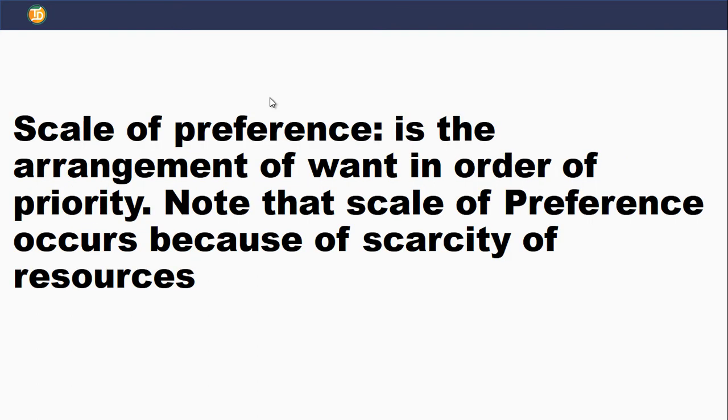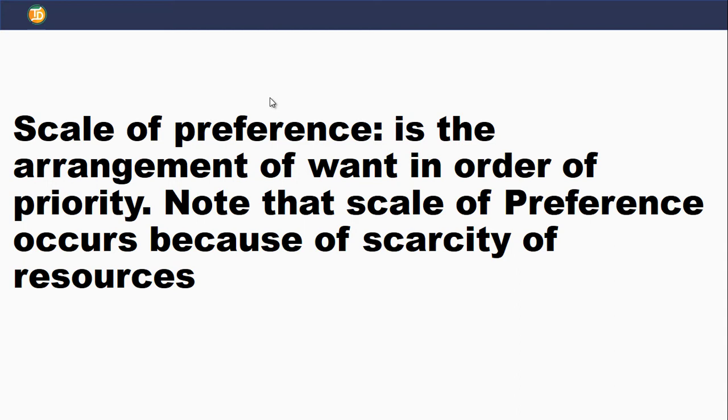Number four is scale of preference. Scale of preference is the arrangement of wants in order of priority, which is the listing of wants in order of importance. So when you arrange your wants in order of priority, you list your wants in order of importance, it is said to be what?